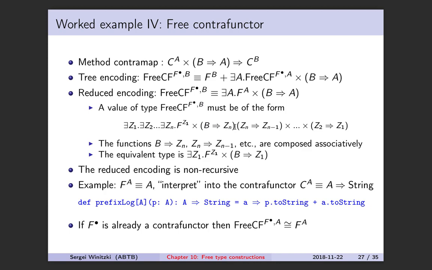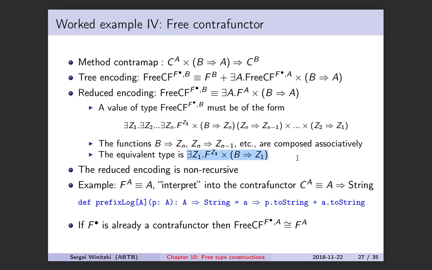However, the properties of contrafunctor are still such that we need to compose these functions associatively, and we can compose them before doing map, or rather contramap, or we can compose them after doing contramap. That's a composition law. Therefore, the reduced encoding can simply compose all these functions and put them inside a single function of this type, and so the equivalent type is just this, with all these other existential types simply dropped since they are not used.